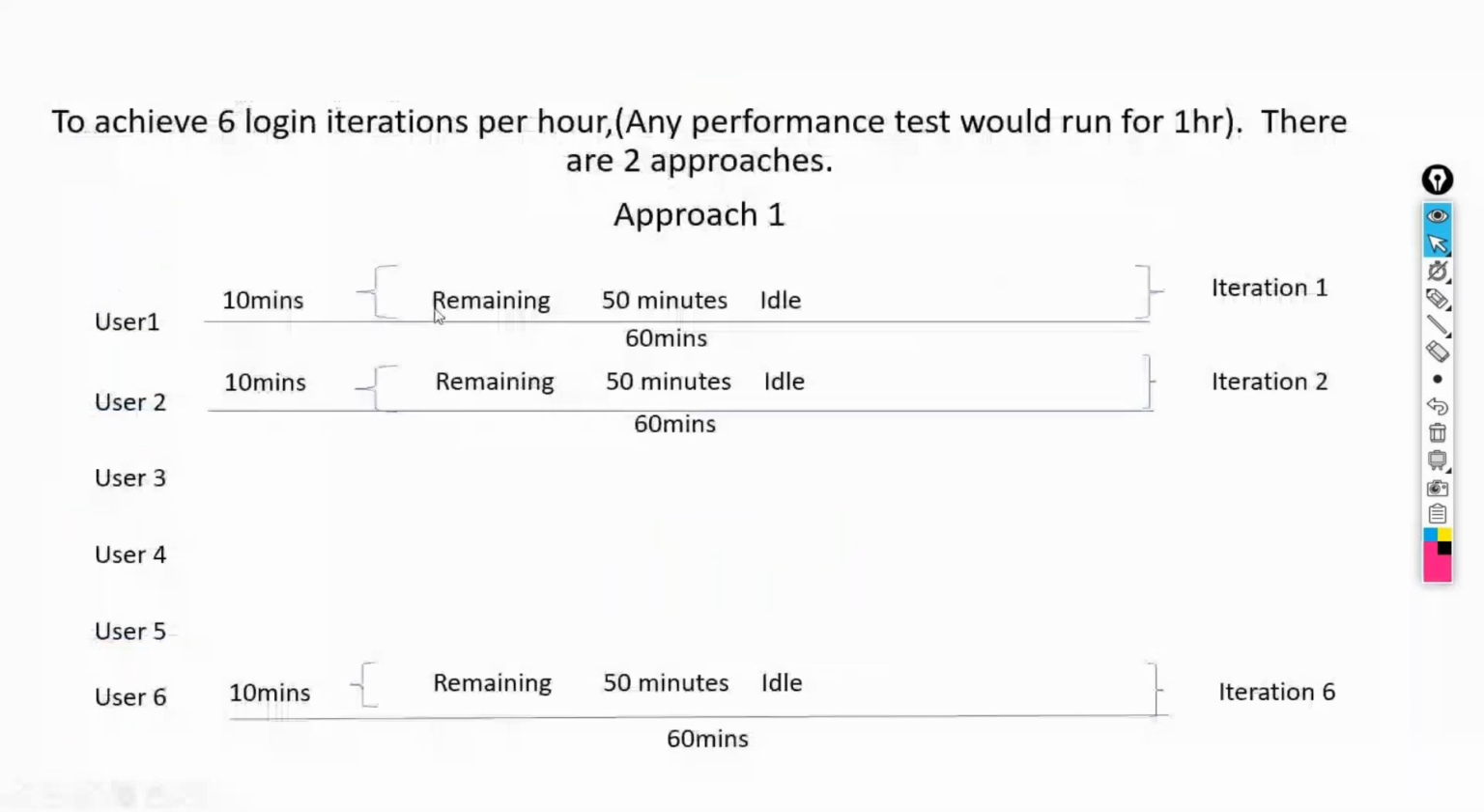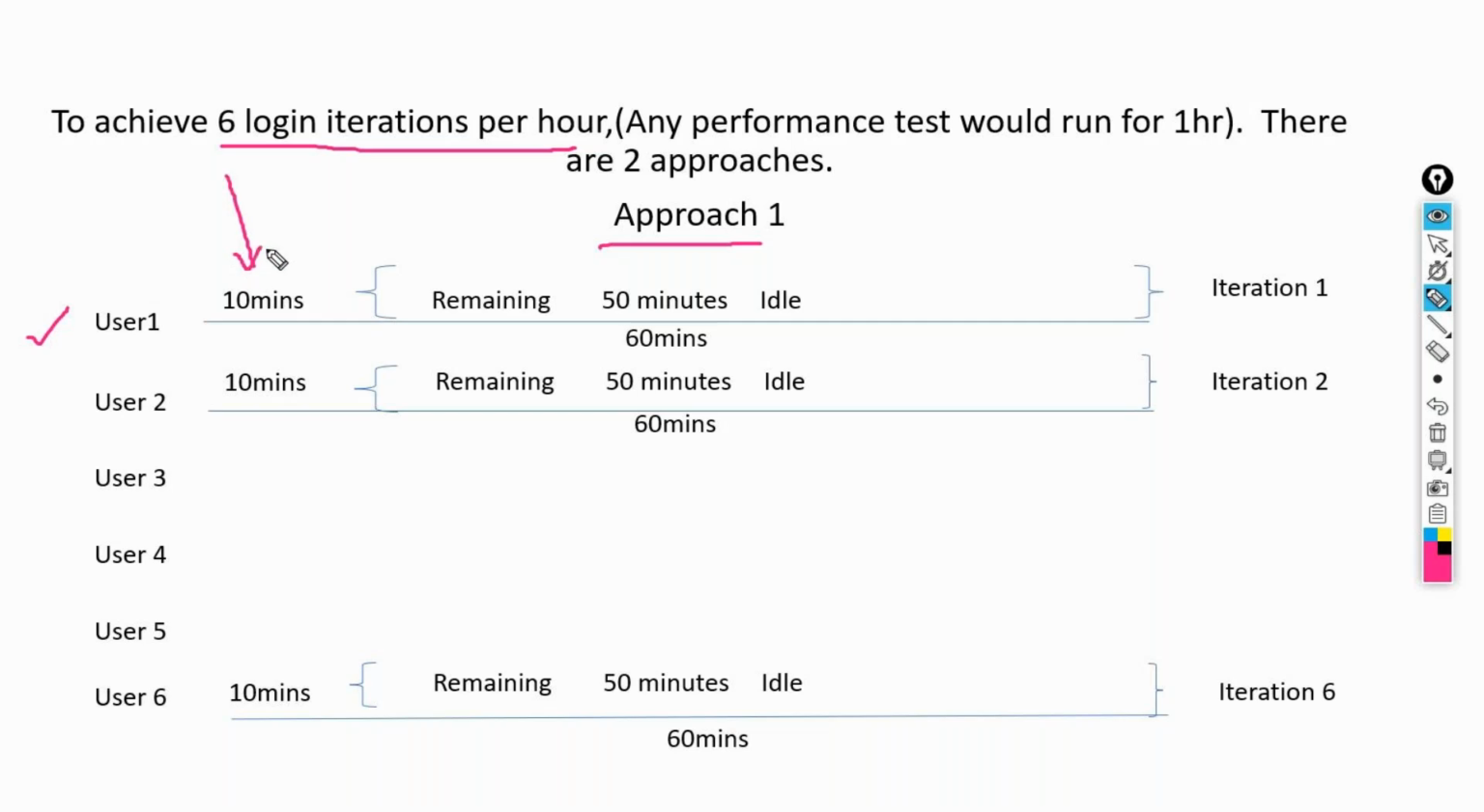Okay, so in this slide, the client gave a target of 6 iterations per hour. This is again an assumption or an example to understand in a better way. So the client gave input as 6 login iterations per hour. And obviously we know that any load test would run for 1 hour. Now there are two approaches. Currently I have mentioned two approaches here. In approach one, user one completes the iteration in 10 minutes. Why 10 minutes?